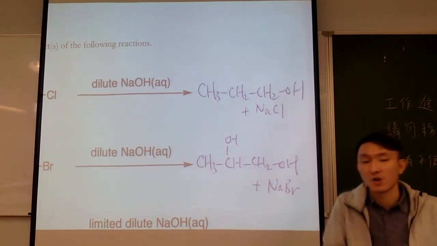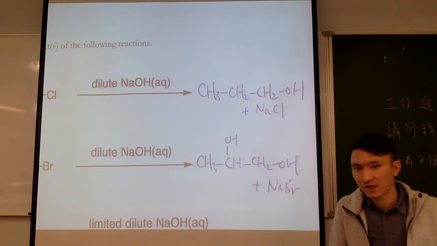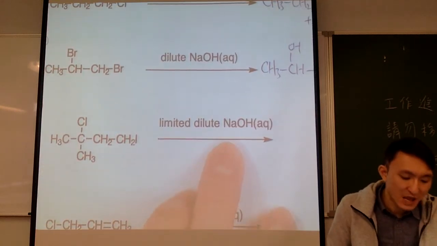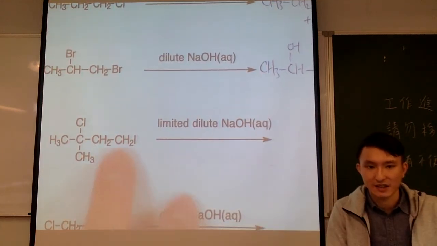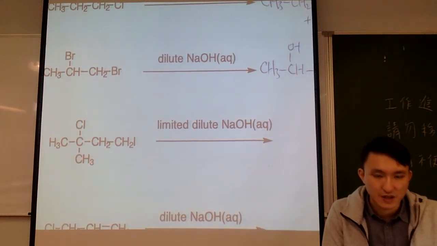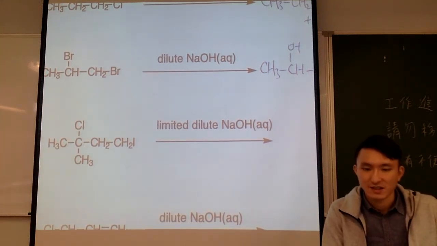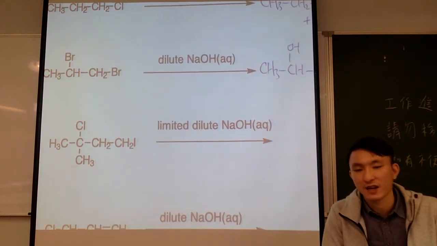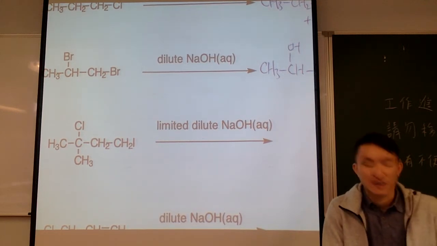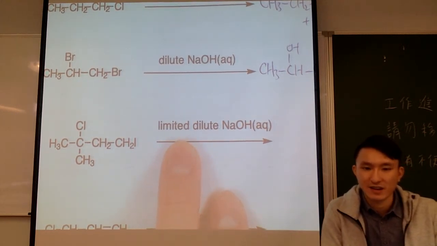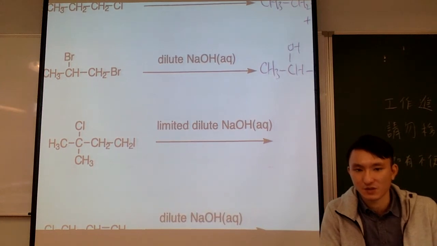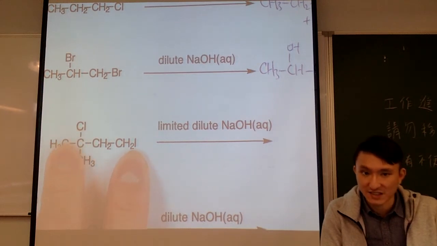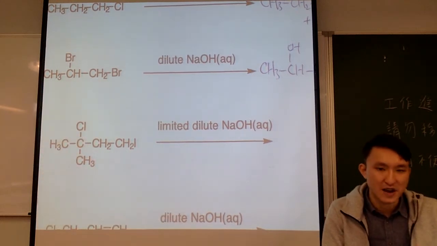All we need to know is to show the chemical nature of the products, okay? Now here, this time we have limited sodium hydroxide, and in this case, we have two different halogens. So which one will react? Now, supposedly, if you do not have the word limited, then I will have both halogens substituted. However, if the question stated very clearly that we have limited dilute sodium hydroxide solution, then we will have to think, okay, which one? Is it the C-Cl or the C-I that reacts faster?